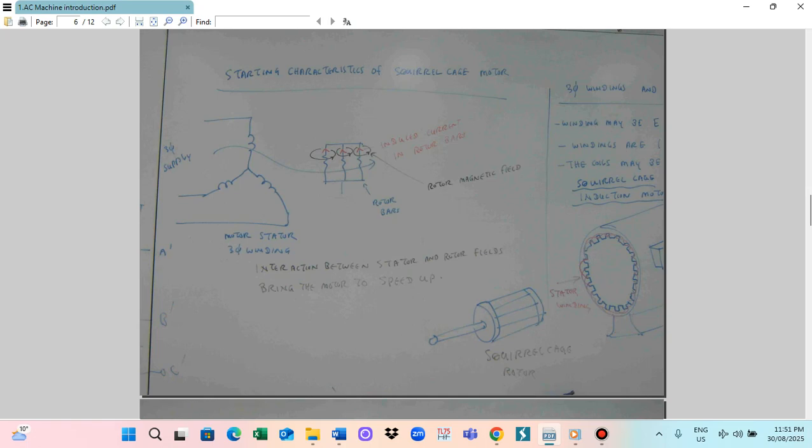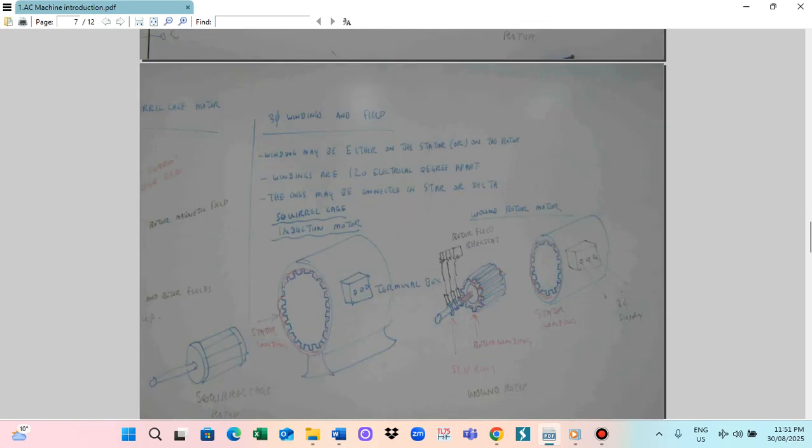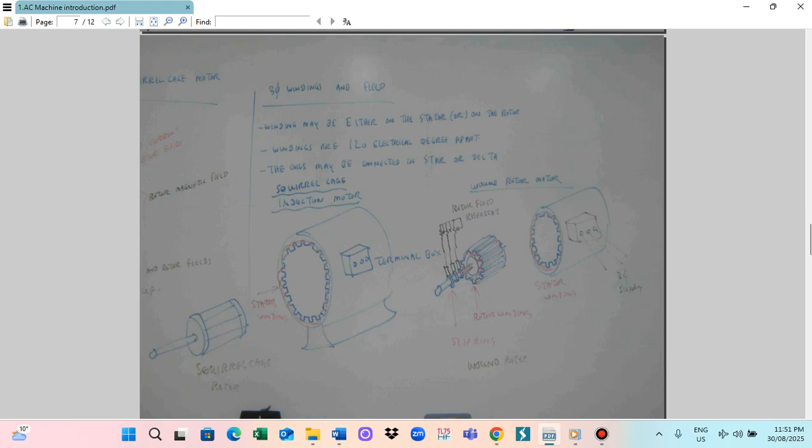In the construction of three-phase machines, the windings may be either on the stator or on the rotor, and the windings are 120 electrical degrees apart. The coils may be connected in star or delta. So there are two kinds of machine. The induction machine only has a stator winding. The other machine is the wound rotor machine.